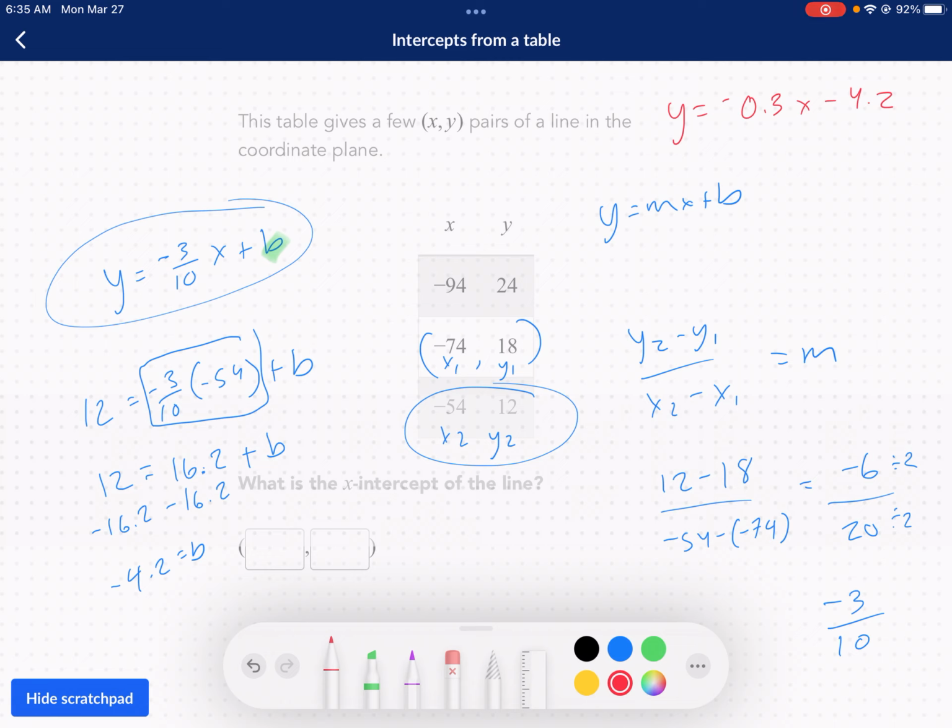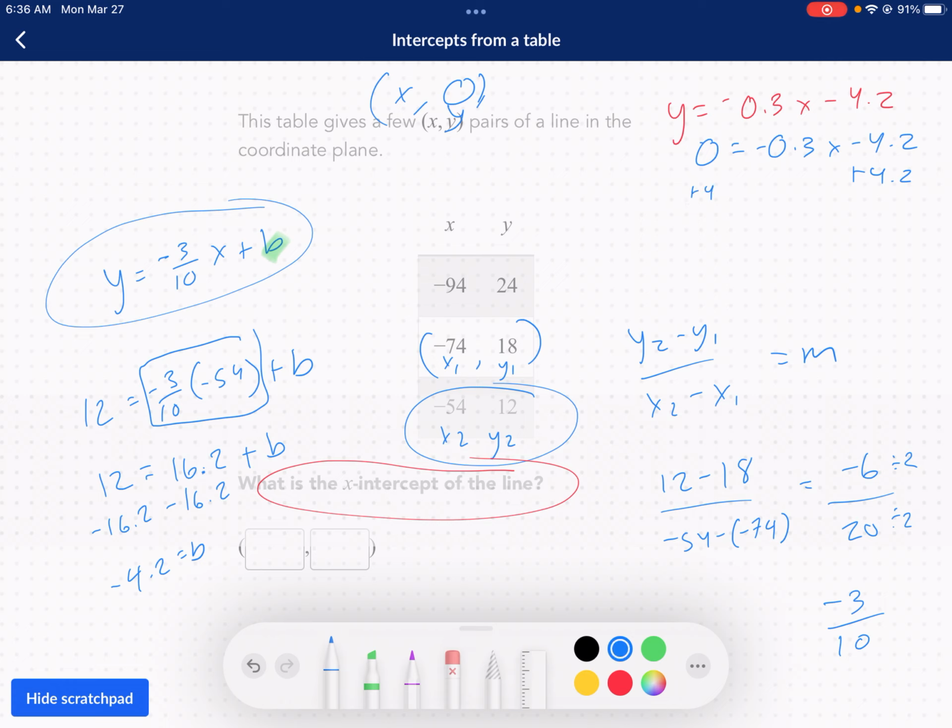Okay, so from here, I'm trying to find the x-intercept. That means where y equals 0. So I'm going to plug in 0, oh, sorry, there we go, fix it. We're trying to find our x, so y is going to be 0. So I'm going to plug in 0 for y. x we're going to try to solve for, and then let's go from there. So I'm going to add 4.2 to both sides. Let me erase this.